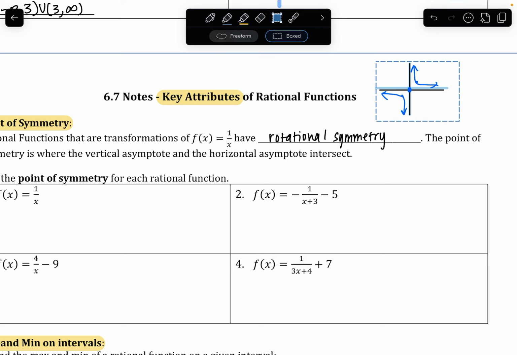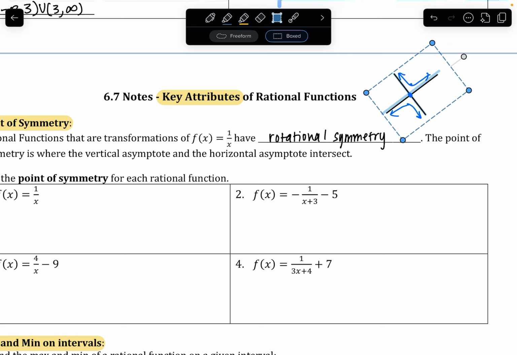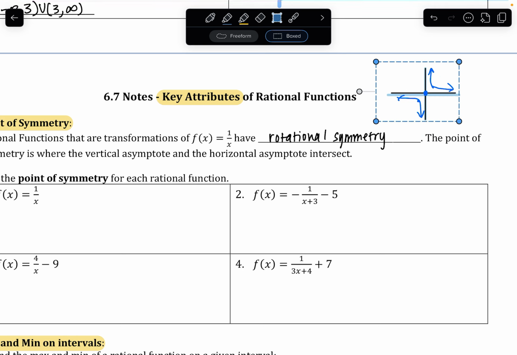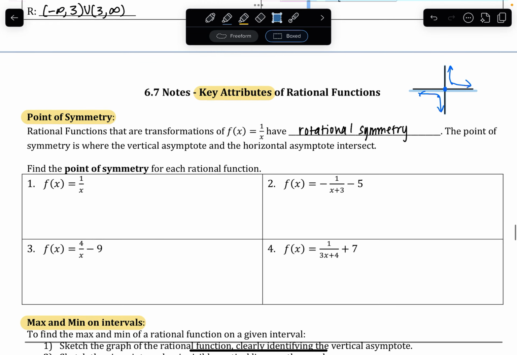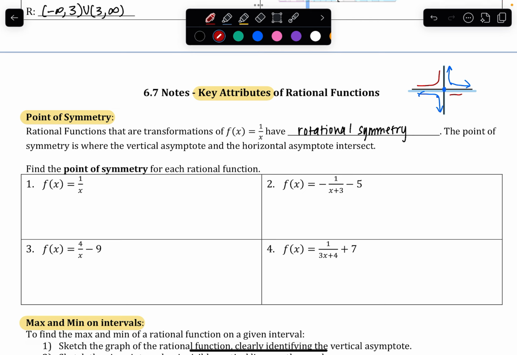So let me see if I can make this happen. Rotating, it looks exactly the same. And that's why it's rotational symmetry. If I were to reflect it, it would be in quadrants 2 and 4. So it doesn't have an axis of symmetry like our quadratic or absolute value.